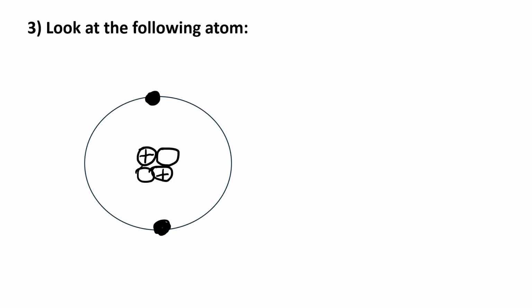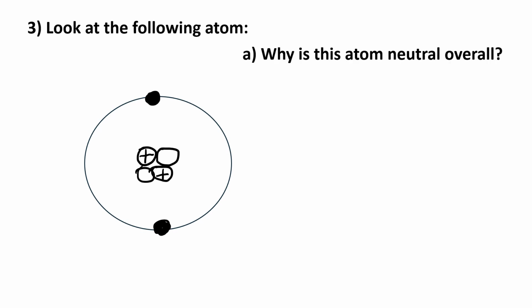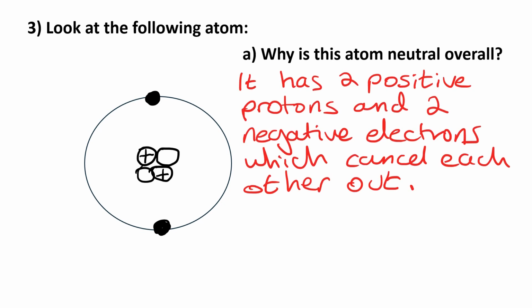This is a question that students lose marks on every year. Look at the following atom. Why is this atom neutral overall? Well, we need to say it has 2 positive protons and 2 negative electrons, which cancel each other out.